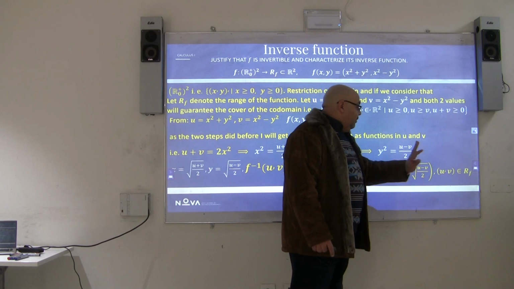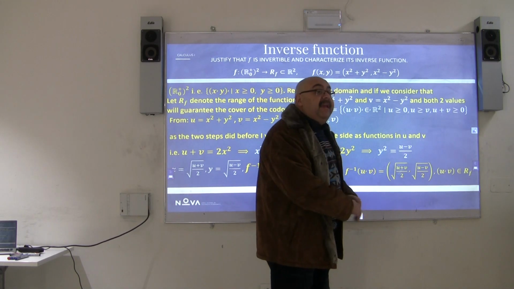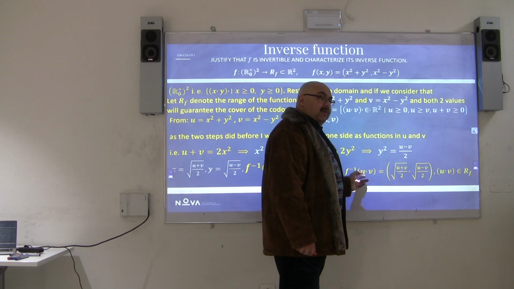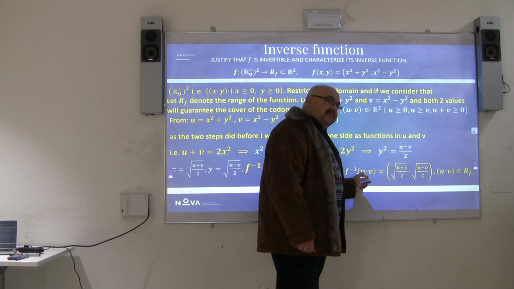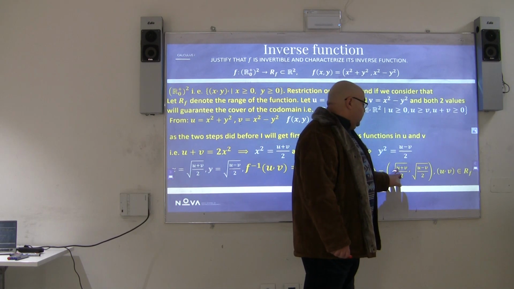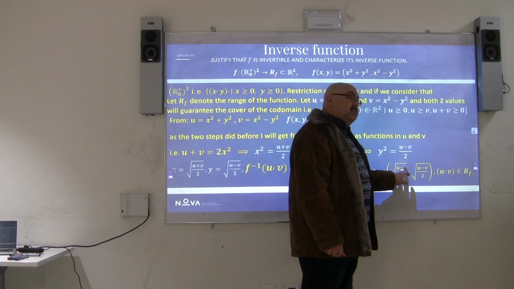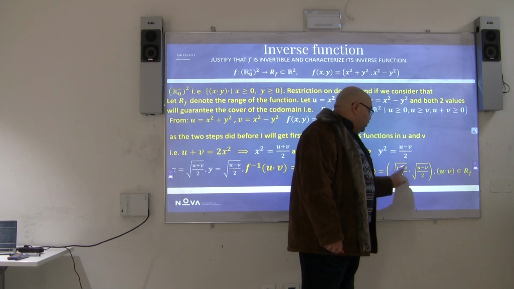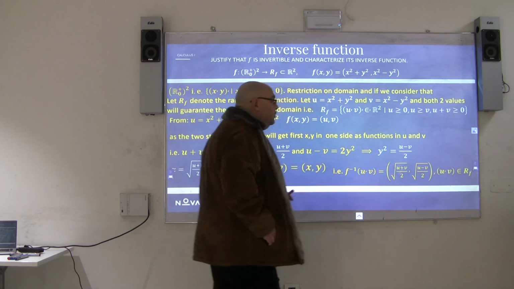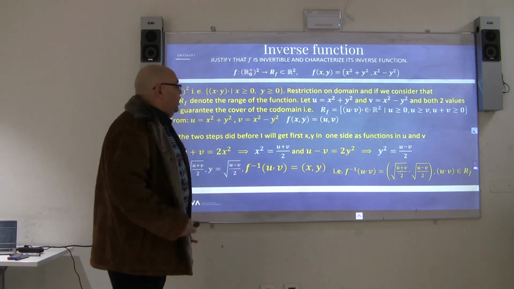Of course, remark, Omar, if you make a composite function of f minus 1 of f of x and y, you will replace u by x squared plus y squared and v by x squared minus y squared, and then this is going to terminate to reach x and y. Okay, and that means that the check is working exactly.